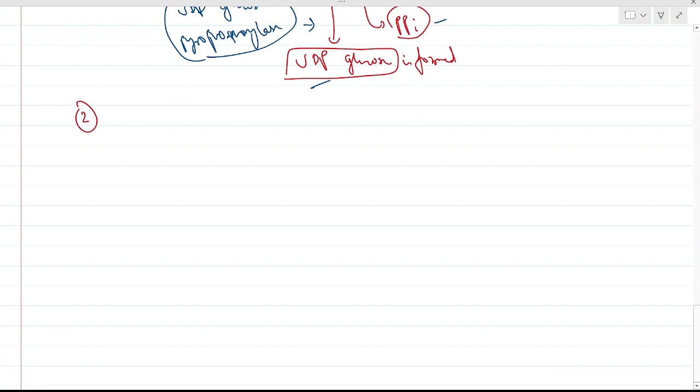Next is our glycogen synthase enzyme step. Glycogen synthase enzyme. So first, I am only saying this is the rate limiting enzyme. It's the rate limiting enzyme, glycogen synthase.